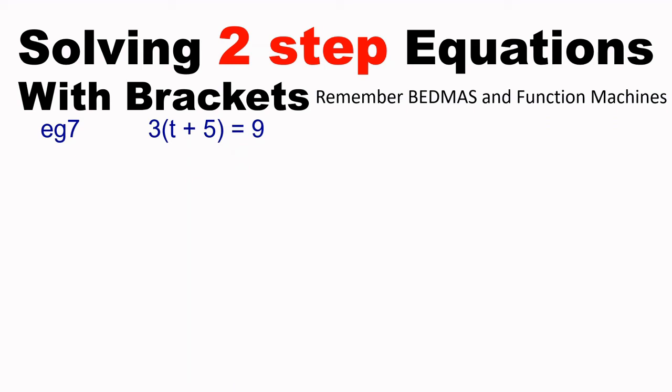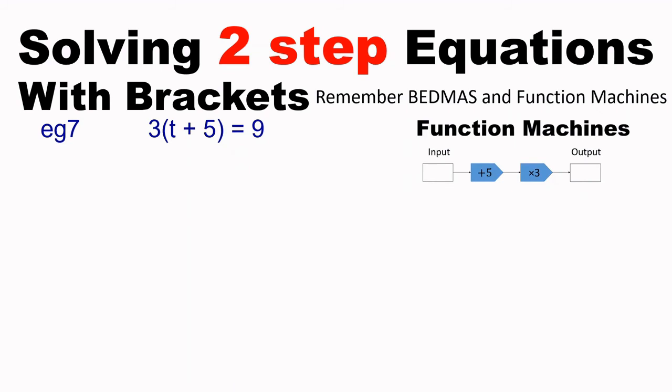Once again, let me show you a function machine which explains the order in which we perform these operations. First, we need to do the calculation inside the brackets, which is adding 5 to our variable, and then that answer gets multiplied by 3. So our two-step function machine, add 5, multiply by 3, gives us an output of 9. So we want to go backwards through this machine, undoing these operations to get the t on its own again.